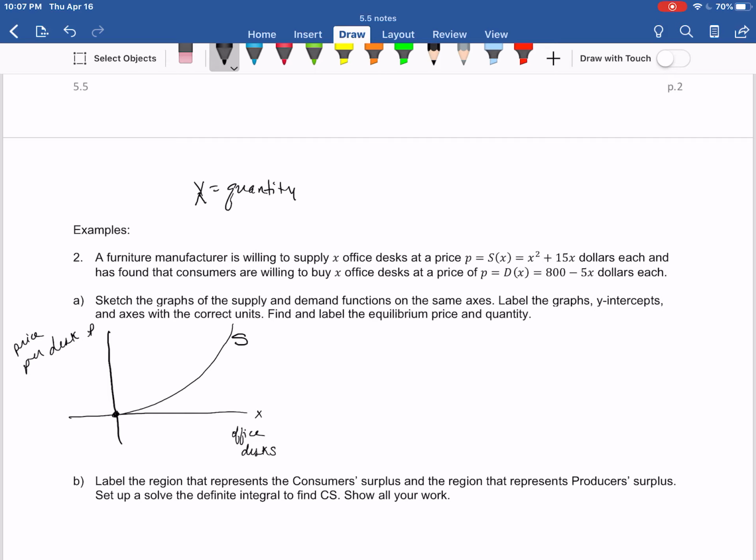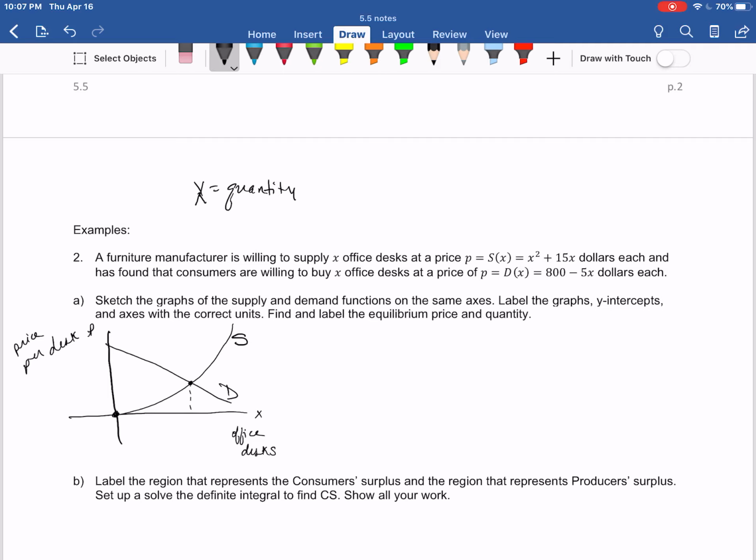Call that supply. And then my demand function is a straight line, has a y-intercept of 800, and it goes downward like this. So we're going to call that D. And if you want to use your graphing calculator to see what those graphs look like, feel free. Just keep in mind you'll have to find your own window, and that can be kind of tricky. So get lots of practice on finding the window so you don't waste time on the test. The point of equilibrium is right here.